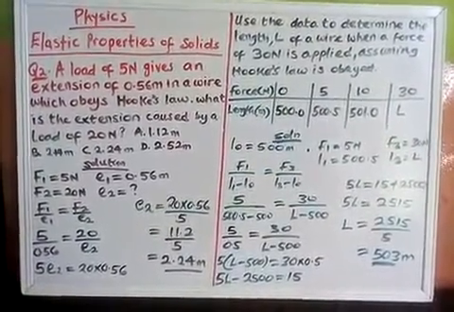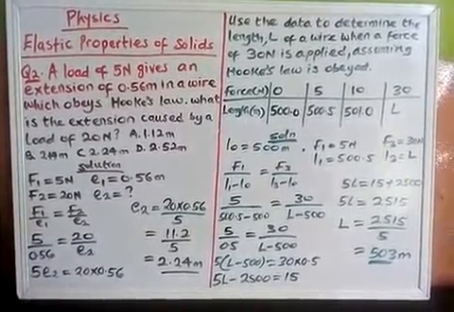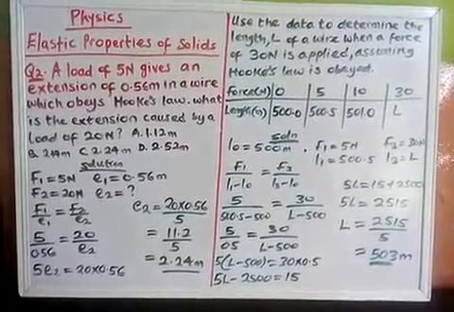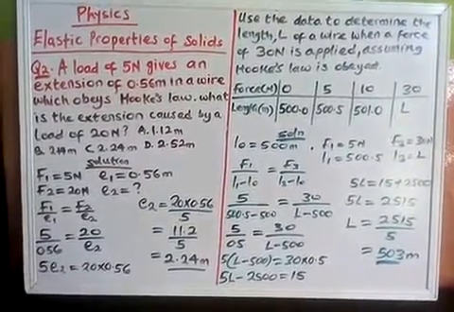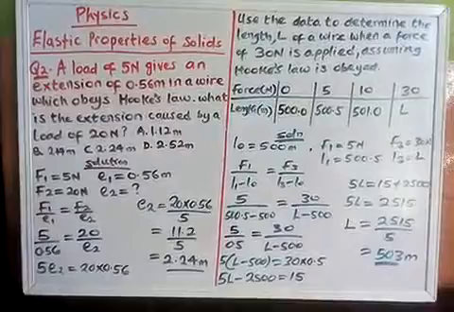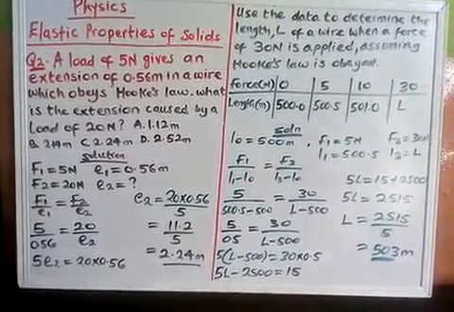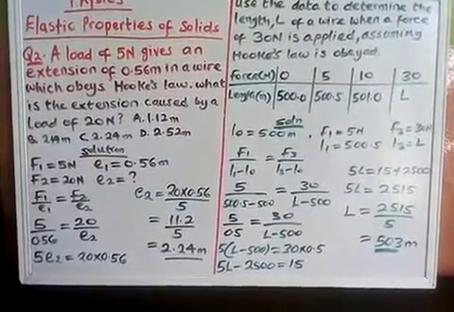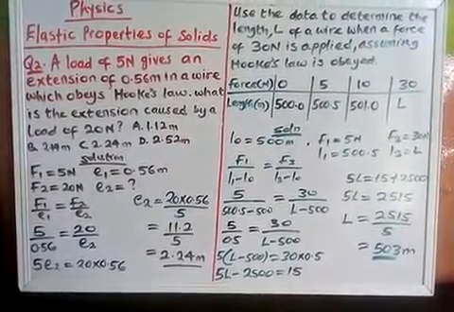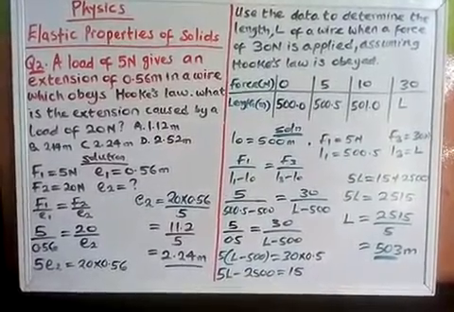Now class, recall that we have three formulae under Hooke's law. The first one is F equals KE. The second one is F1 over E1 equals F2 over E2 equals Fn over En. And the third one is F1 over L1 minus L0 equals F2 over L2 minus L0 equals F3 over L3 minus L0.